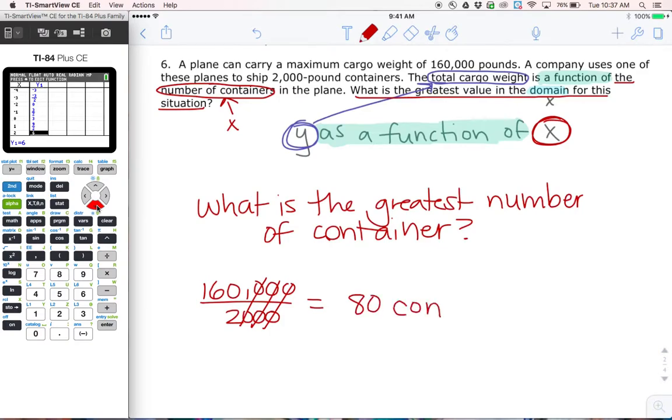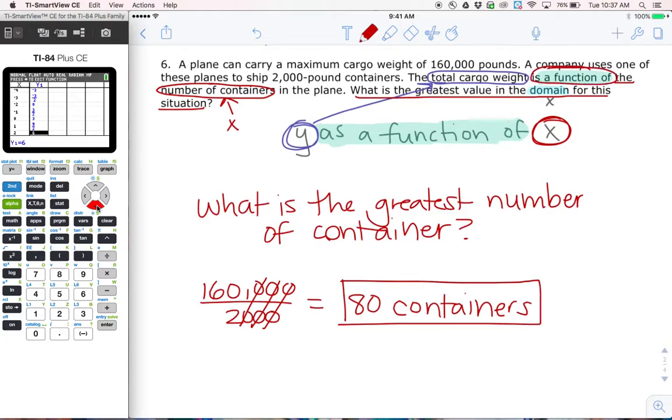So 80 containers. All right, so to sum up, if you get a problem like this where they're asking about domain and range and functions, find this special phrase, is a function of, and that'll allow you to understand the problem better.